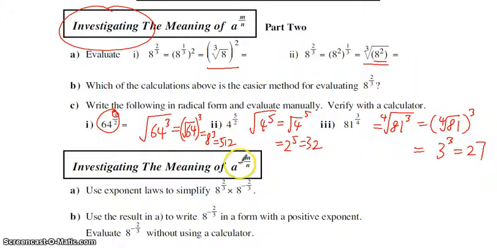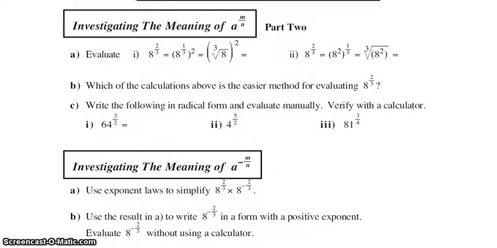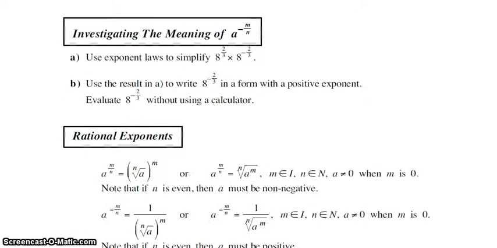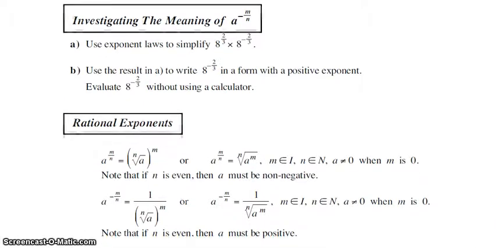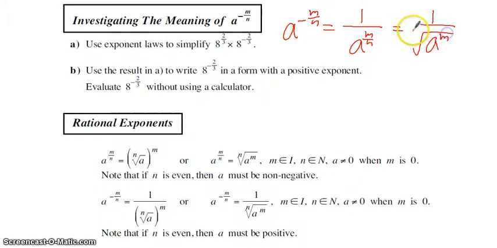Finally, what if we combine with negative? Okay, so negative and then a fraction. Let's use our exponent law. With the negative, we know it means flip this whole thing to the bottom and then change the exponent to positive. And then next, that means this.